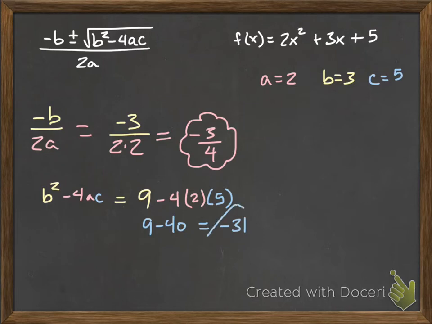Okay, so we know right there we're going to be taking the square root of a negative number, and that's okay, we don't mind. So we're going to square root that then. So we have square root of negative 31 divided by 2a. Well, a is 2, so 2 times 2 is 4.